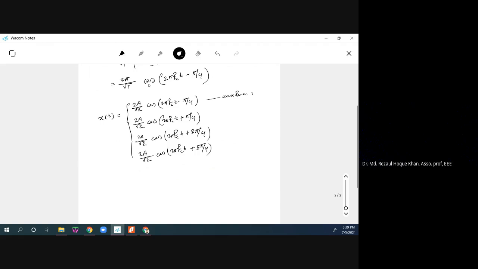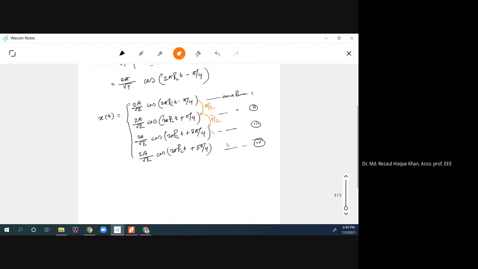Form 1. So this is waveform 2. This is waveform 3. This is for waveform 4. Now you see this one, 2. So what is the difference between these two? Minus pi by 4 to pi by 4, nothing but pi by 2. What is the difference between this and this? Nothing but pi by 2.